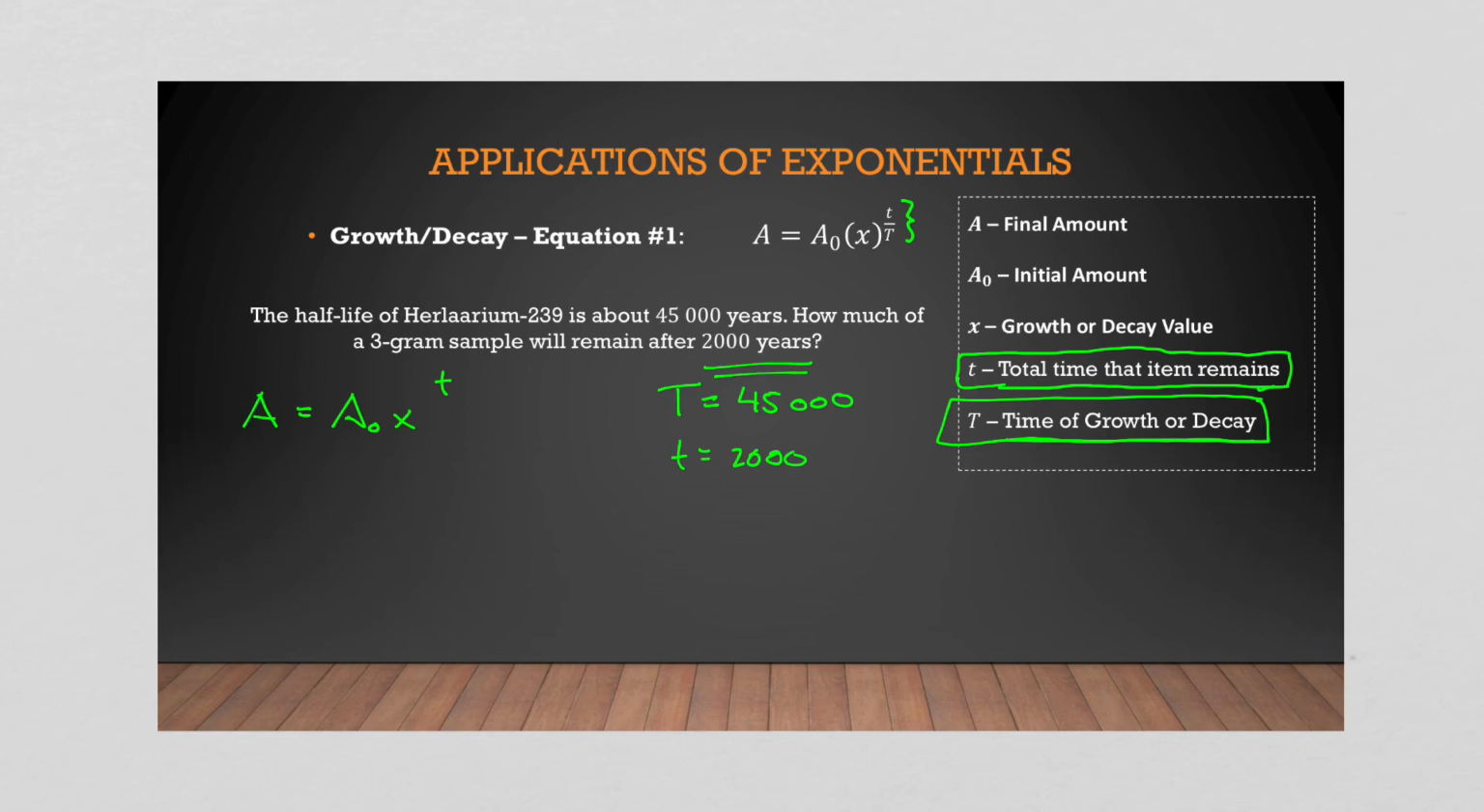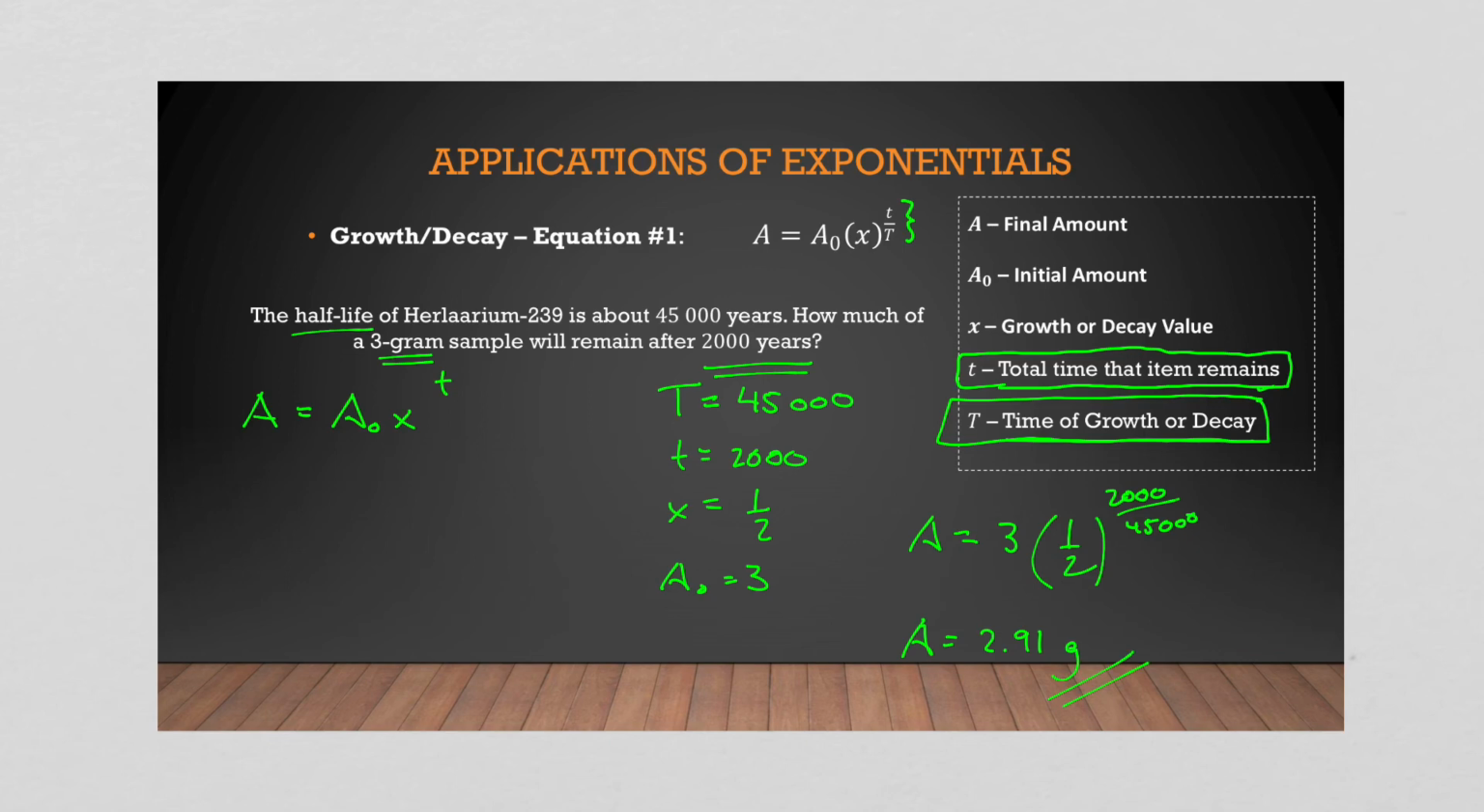And now we're looking at what's x. Well, x is our growth decay value, and if it's half-life, it means x is a half. And then my original starting sample, A naught, was 3 grams. So now it's color by numbers. I'm going to be looking at a final amount of 3 times 1/2 to the power of 2,000 over 45,000. So this is where you get good at using your calculator. Roll this through, and we get A equals 2.91 grams.